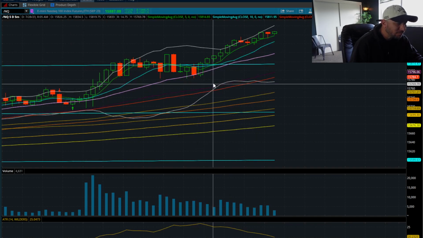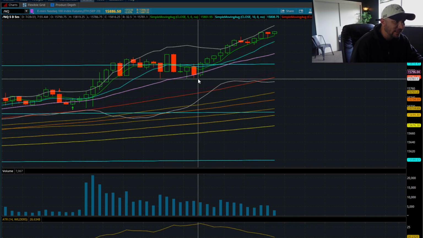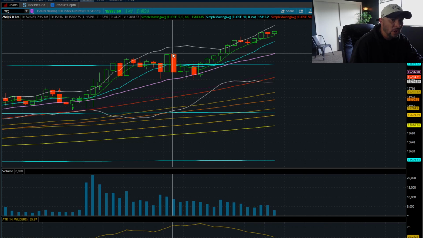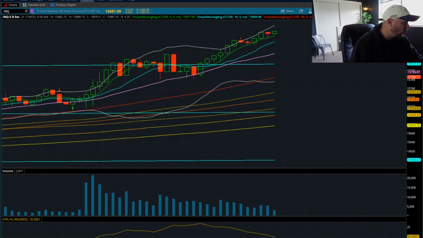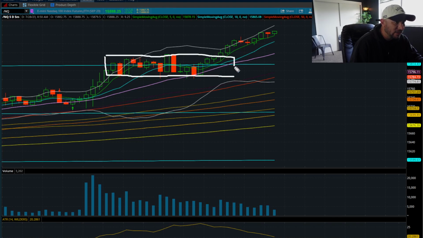So one way you could have looked at this is take the low wicks from the consolidation, use this as a hard stop, 15, 7, 8, 80s, and then look for a breakout over the 15, 8, 3, 8. Those were the zone, right? So if you're looking at a zone here, this would be your demand zone here, and this is your supply zone, right? So you would be looking at this box.